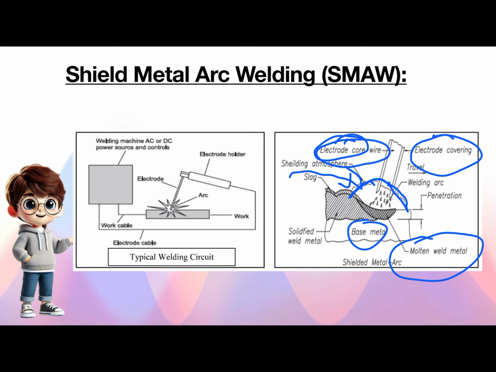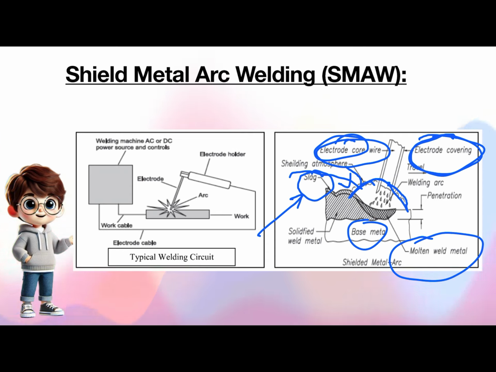There are two conditions. Impurities from the atmosphere should not come into the molten weld metal, and impurities which are already in the molten weld metal should be removed. The weld electrode covering will remove all the impurities and form a layer of slag over the welded joint. After completion of welding, this slag will be chipped off.